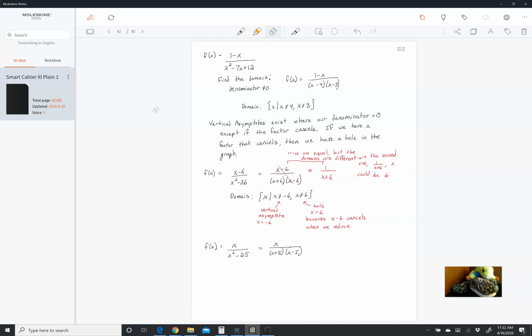So where does the denominator equal 0? At x equals -5 and at x equals 5. This x equals -5 comes from x plus 5 equals 0. And this x equals 5 comes from x minus 5 equals 0. Now, in both of these cases, we have vertical asymptotes.